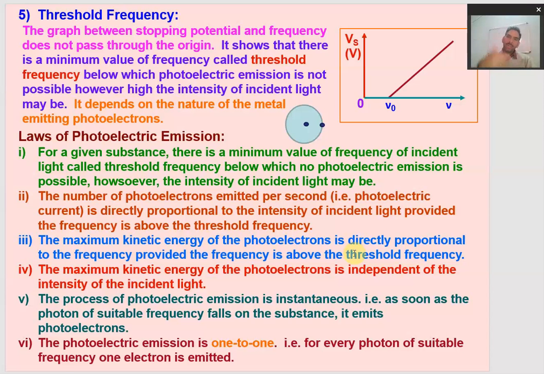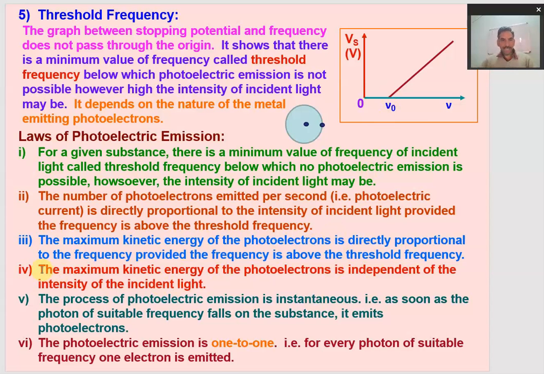So where is this excess energy used? Whatever energy an electron receives from the incident radiation, a part of it is used to overcome the work function, and the remaining part of the energy received by the electron is used in the form of the kinetic energy of the electron. So the maximum kinetic energy of the photoelectron depends upon the frequency of the incident radiation, and of course the frequency should be more than the threshold frequency.